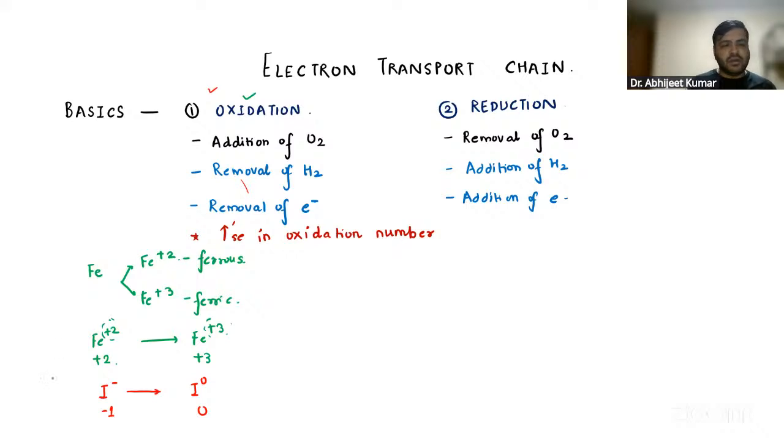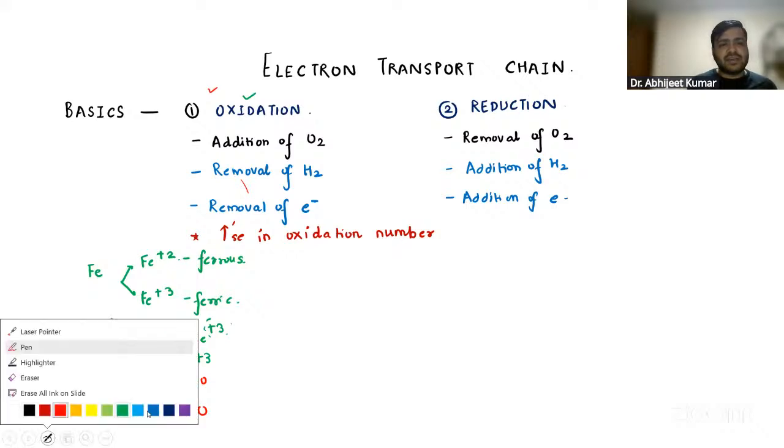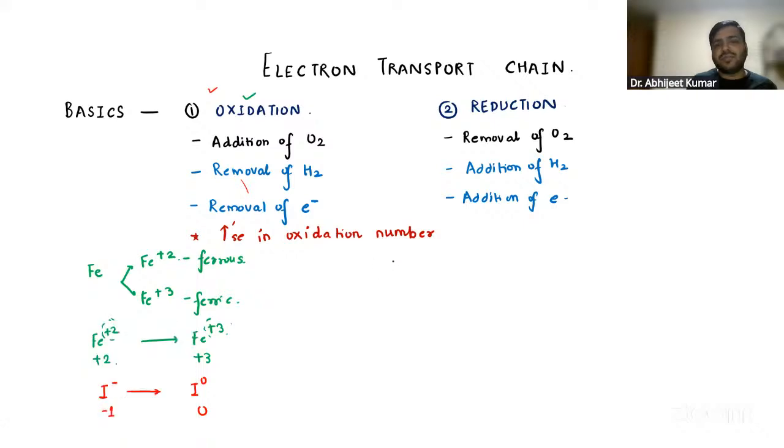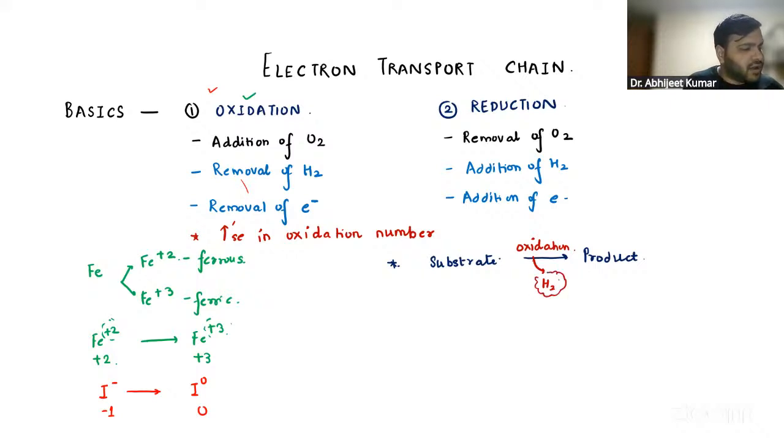Now, let us just take an example over here, guys, that for example, there is some substrate which is changing into product, right? Now, when I say oxidation is happening over here, it means that there will be removal of hydrogen. There will be removal of hydrogen, right?